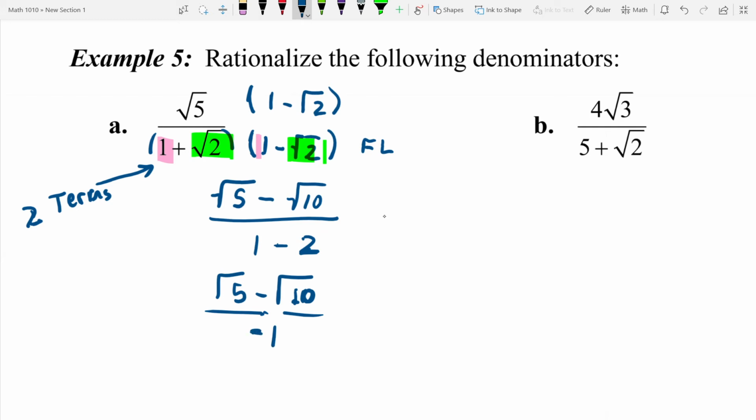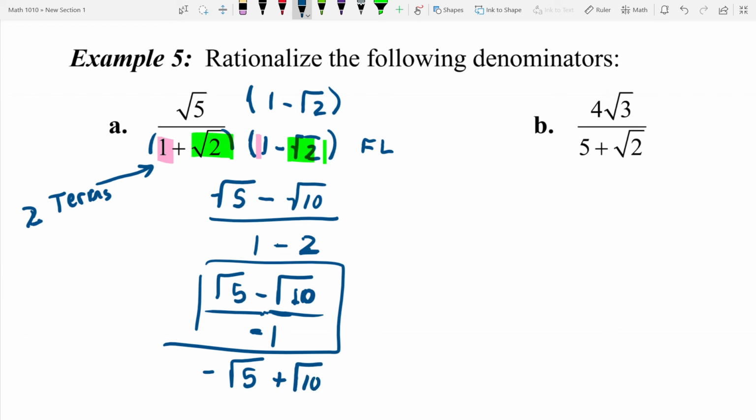Now, that answer is fine. It's just awkward. So this is acceptable, but you know what's better, you guys? Take that negative, pull it up to the front, and distribute it. So it's better to say negative square root of 5 plus the square root of 10. Those are exactly the same things. I just took the negative up and distributed. This guy is better than the other guy. Okay, let's do the next one.